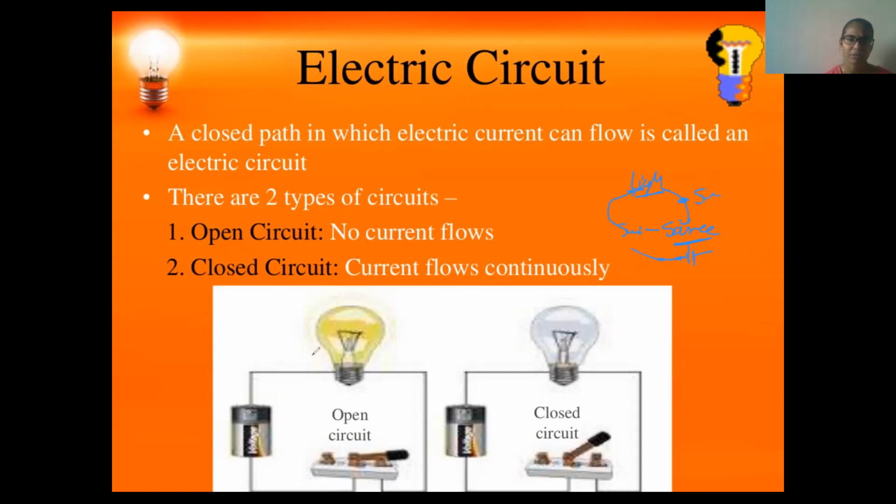Okay, children, you can see here the figure of the bulb, cell, and switch. Here are an open circuit and a closed circuit. Open circuit means no current flows, and when the circuit is closed, the bulb starts glowing. Okay, what are the electrical components?